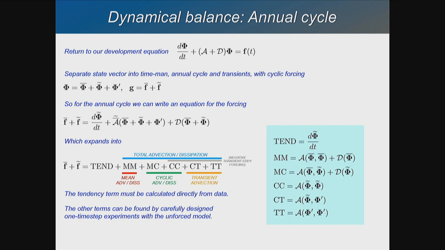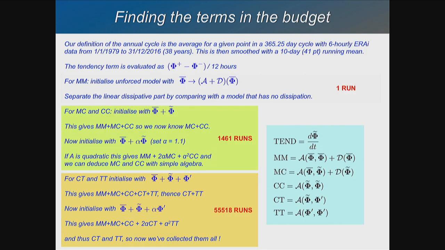So isn't that fun? We're going to have so much fun doing this. So the question is, how do we find them, and how do we separate them out? So this is a bit fiendish. First of all, the tendency term. I've killed your battery again. That's right. The tendency term is calculated straight from the data set. The mean term is just like before. It's like H. It's like finding H. So you just initialize from the climatology, one time step, and you've got it, right?